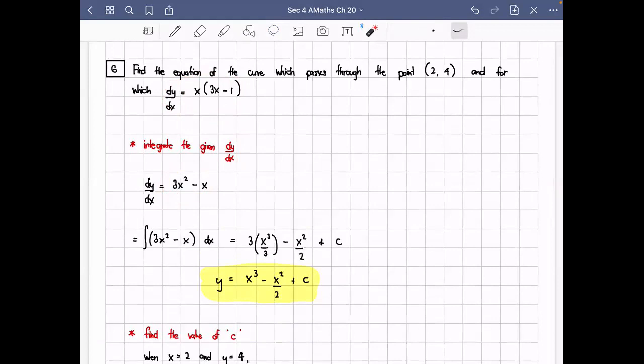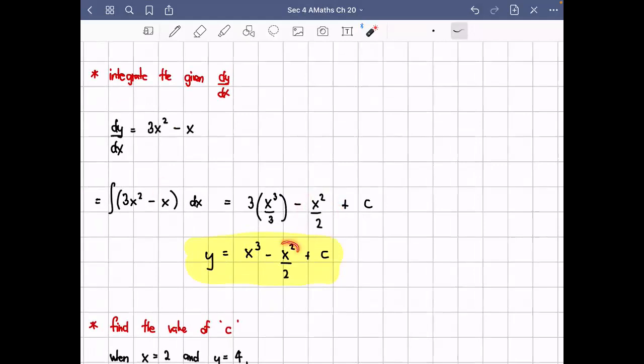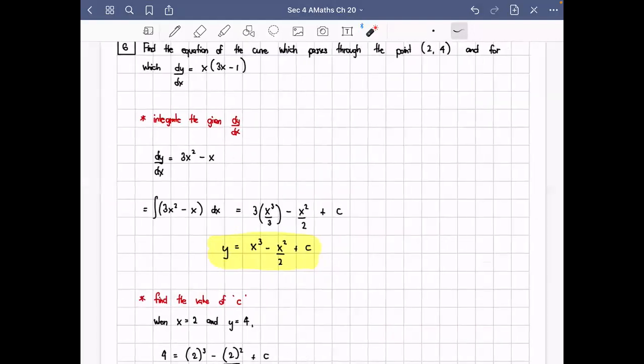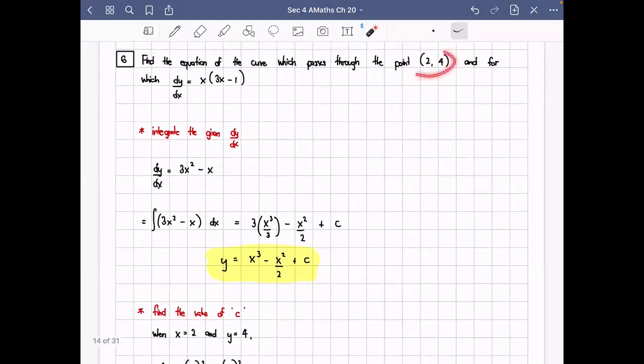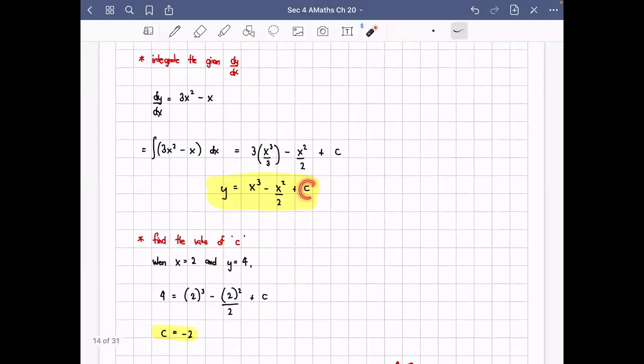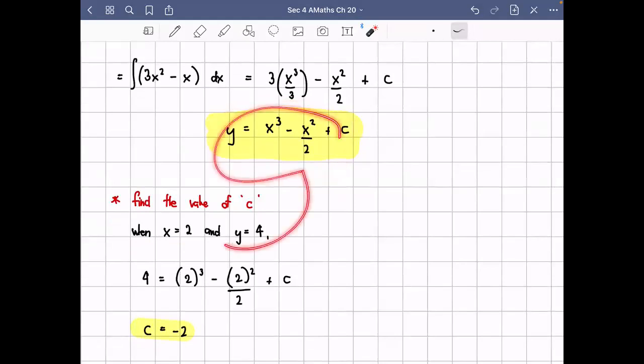So integrating 3x squared, we get x cubed. And then integrating negative x, you get x squared over 2, plus c. Now, this is the equation, but you still have c. So you need to use the given point (2, 4) to find the value of c. So when x is 2 and y is 4, we just plug it in here.